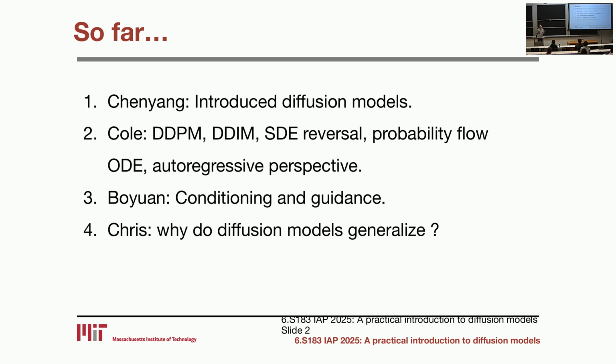Cole continued with the regressive perspective. Then Boyuan introduced conditioning, right? So what if we want to sample images based on our text prompt, based on other images, or based on whatever we want to generate. And finally, Chris was talking about why they generalize. If you remember, there is a big question: why do they sample something apart from the images in the training data set? If you analyze the minimizer of the loss, it seems to be not so trivial. And so finally today, we'll be talking about score distillation.